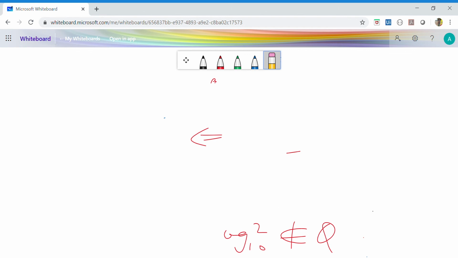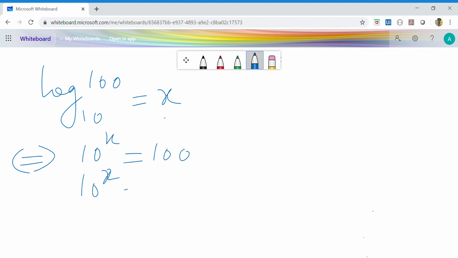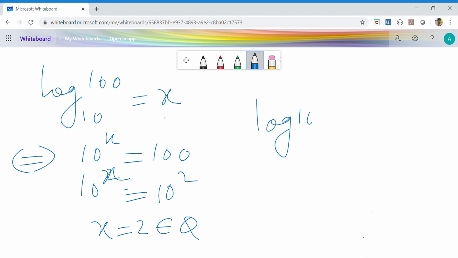Next, second question. Log 100 is rational or irrational? Justify. Log 100 to the base 10 is equal to x you can take. It is the logarithmic form and its exponential form is 10 to the power of x is equal to 100. So 10 to the power of x is equal to 10 square we can write. If bases are equal, powers should be equated. x is equal to 2, which is a rational number. So automatically log 100 also belongs to rational numbers. It is a rational number. It is not irrational. So logarithmic values, some are rationals and some are irrationals.